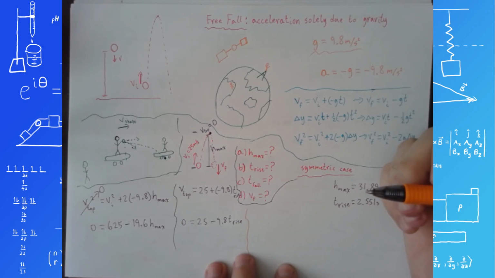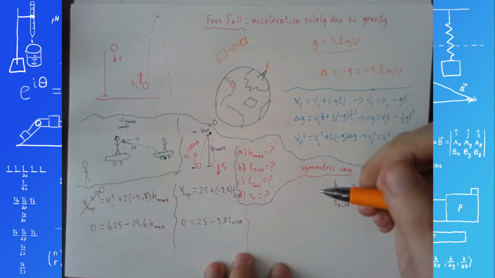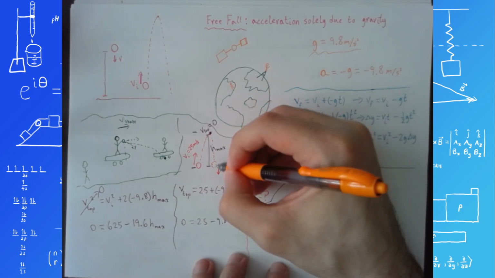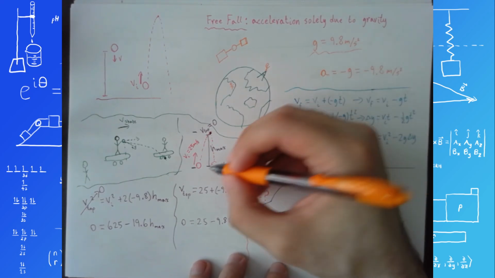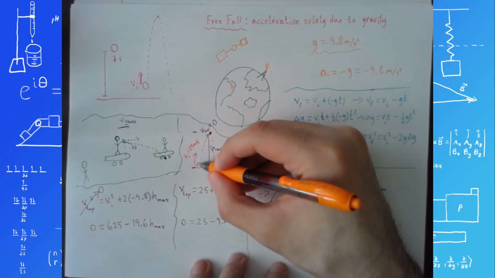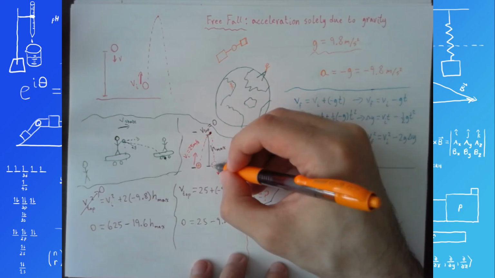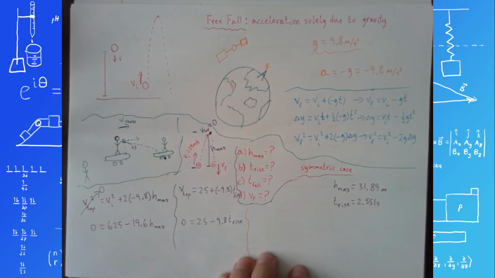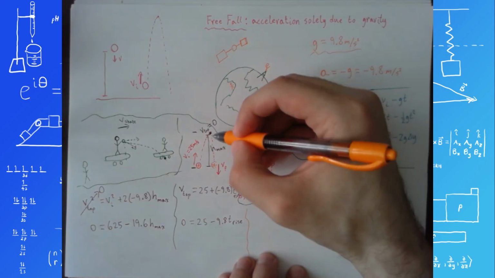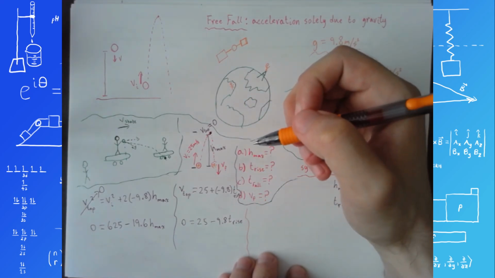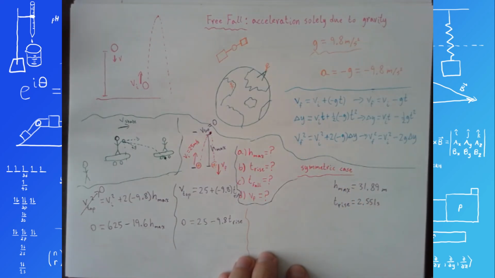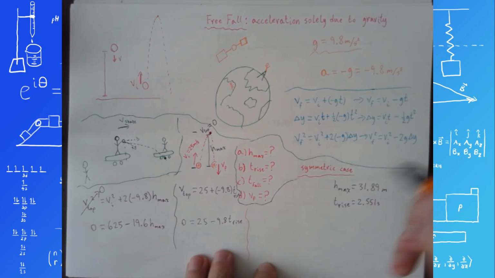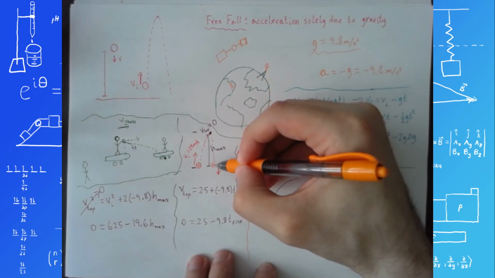So doing it the traditional way, not taking advantage of symmetry, we're starting from the top and going to the bottom. Actually, we could also just start from the actual starting point and go to right when it lands. Either way works, but one might be easier than the other. I'm going to start from the top, and I'm going to use the second equation of kinematics. I'm going to use delta y, which is from the top back down.